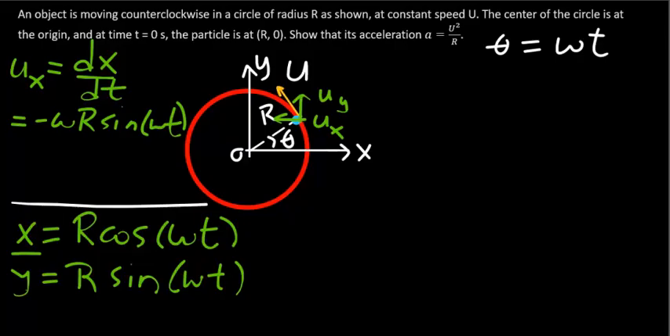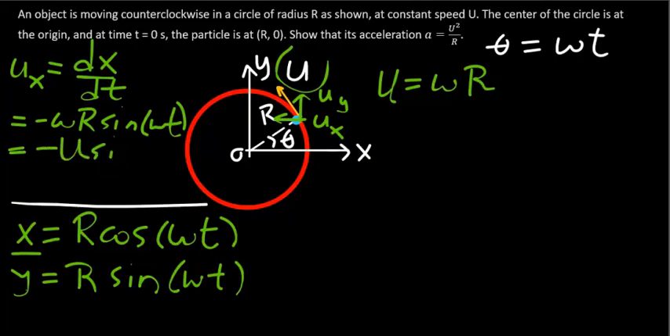Now let's go back to the diagram. U is the tangential velocity. Omega is the angular velocity. Those two are related. U equals omega times r. So you can also write the x component of the velocity as minus u sine omega t.